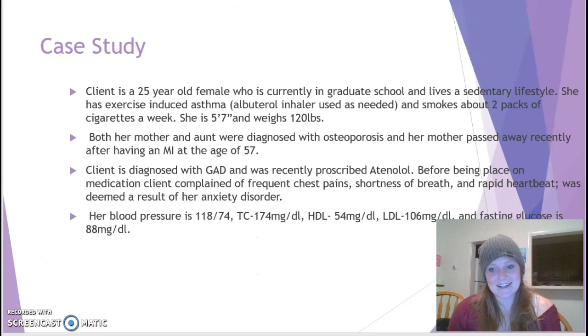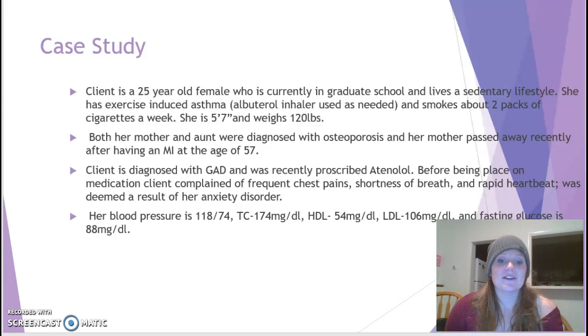So now we're going into my case study. The client is a 25-year-old female who is currently a graduate student and lives a sedentary lifestyle. She has exercise-induced asthma and uses her inhaler as needed, but she smokes 2 packs a week, and she is 5'7" and only weighs 120 pounds. Both her mother and her aunt were diagnosed with osteoporosis, and sadly her mother passed away after having a myocardial infarction at the age of 57.